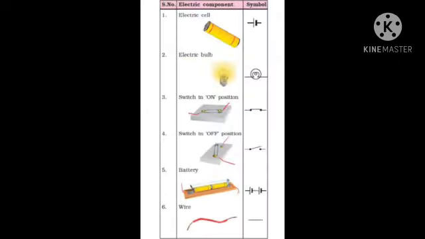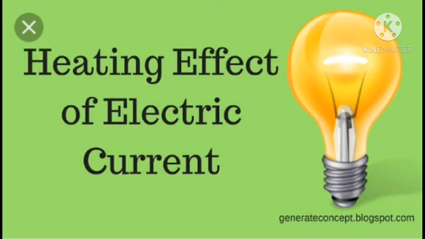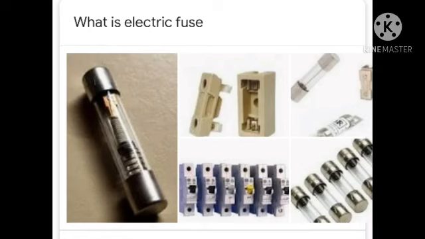So in today's video we have discussed the standard symbols used for some basic components of an electric circuit. Then we discussed the circuit diagram. Afterward we discussed the heating effect of electric current, and at last, for the safer side, we discussed the different kinds of fuse.